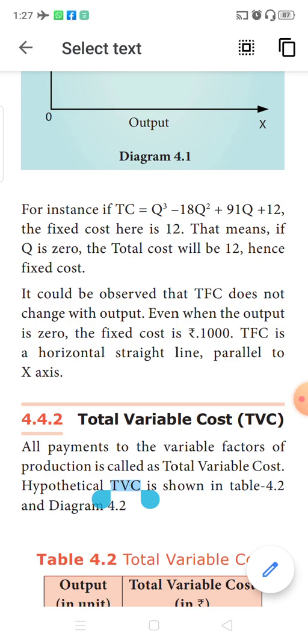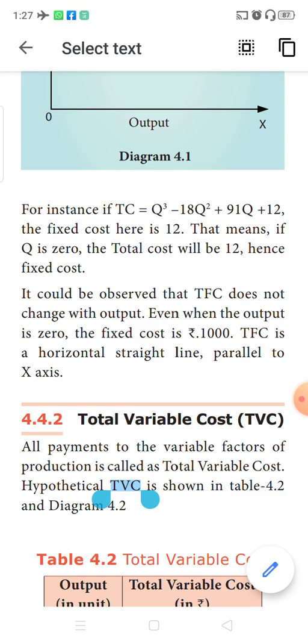Suppose Q is the quantity of output. Let us take 0 units produced. When 0 units are produced and you find the total fixed cost, the value you get is only 12, which means even when no output is produced, a fixed cost of 12 is incurred. So in an expression, a constant always represents fixed cost.